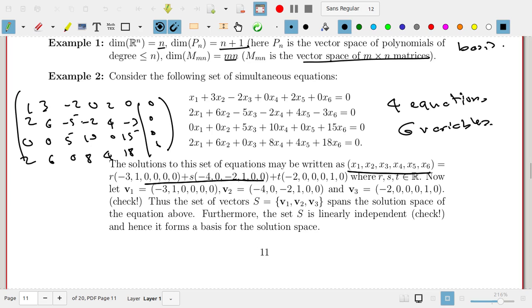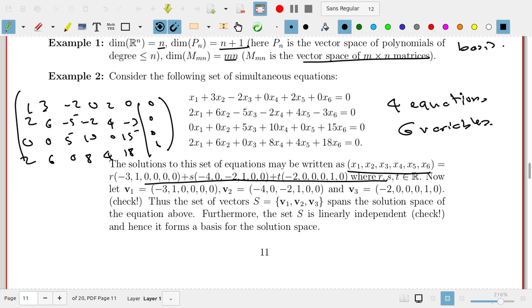Now these solutions, of course, there are 3 parameters here, r, s, and t. It's because only 3 of the 4 equations are linearly independent. So you have 3 linearly independent equations out of 6 with 6 variables, so you must have 3 independent parameters.